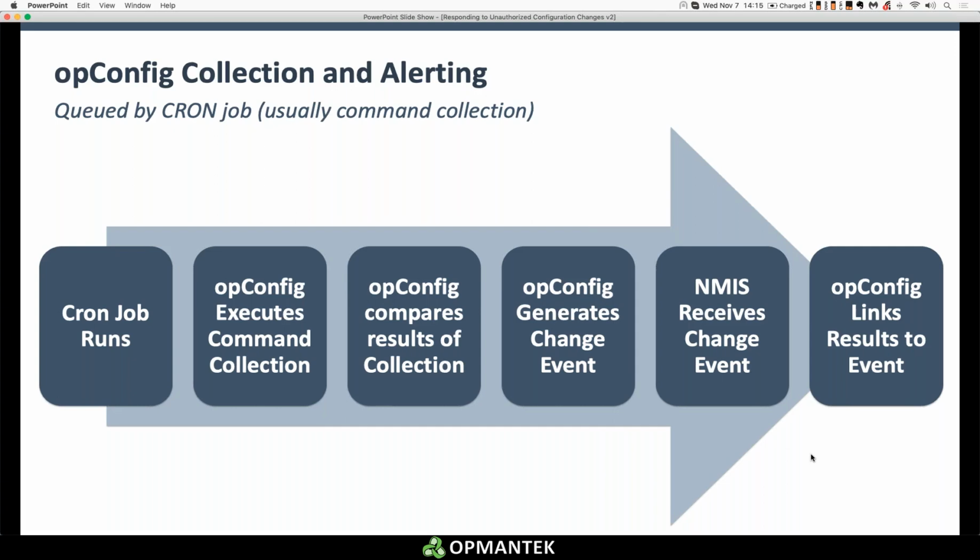And so for every change, for every CLI command that's run, each piece that is a change is its own event, right? Because you want to be notified about which of these commands have been changed and how they've been changed. NMIS then receives the change event, and opConfig links the results of that command collection to the event in NMIS. So it's here's the device, it's a configuration change event, and here are the details of that, which include a link back to opConfig.